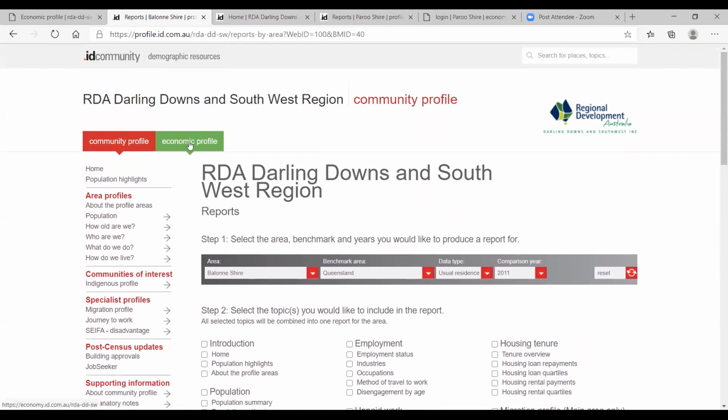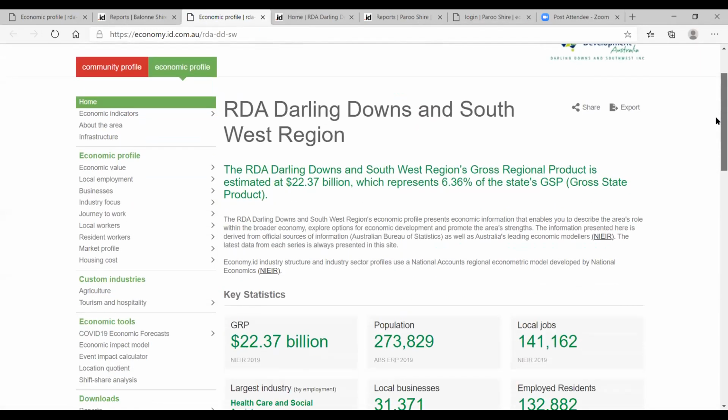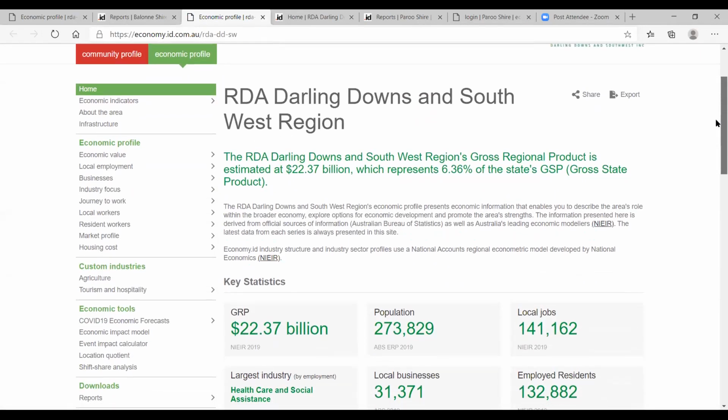Now, the next thing I'm going to go to is the economic profile. The economic profile draws its data from different locations. There's a number of them. It looks at data like ATO data, it looks at household expenditure survey, it looks at Dun & Bradstreet data, it looks at data from Centrelink, all sorts of different places it draws this data.